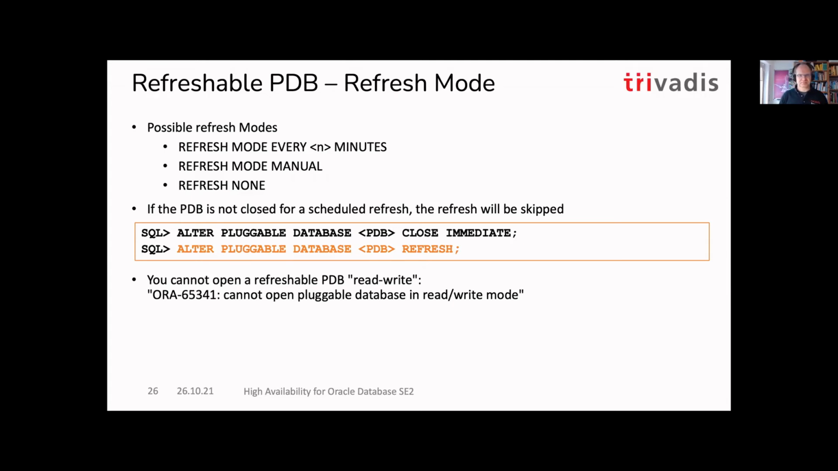I'm not really happy with the automatic refresh because when doing a refresh, the PDB must be in mount state, must be closed. So if you're using it for reporting, so you run it read only, you have to close it and then refresh it. And if you have to close it every 4 hours before the automatic refresh starts, you can even run it better manually, as shown here, close immediate and then do the refresh.